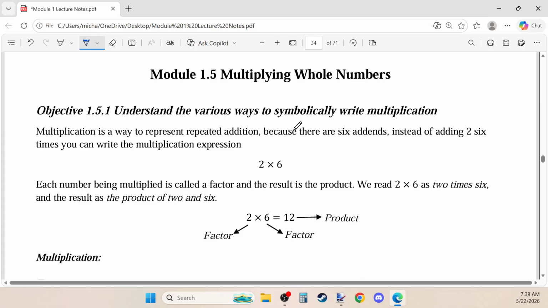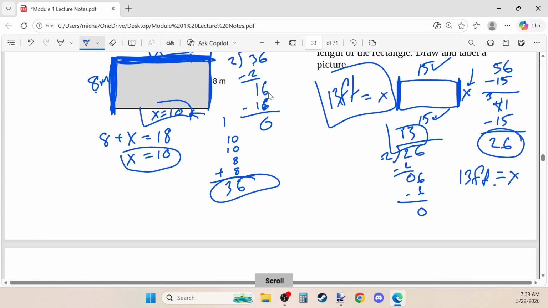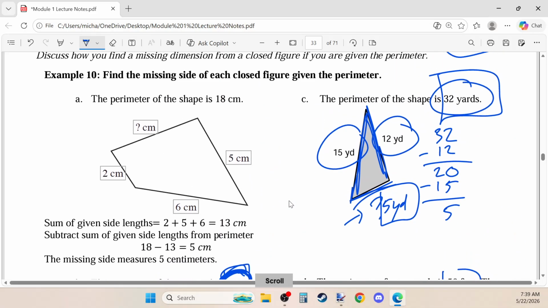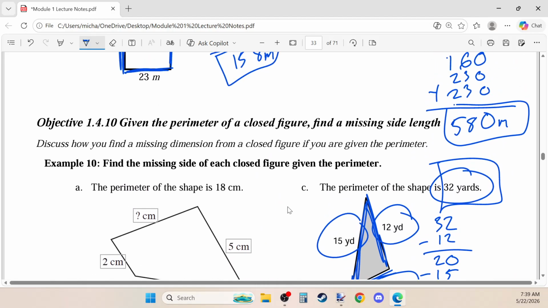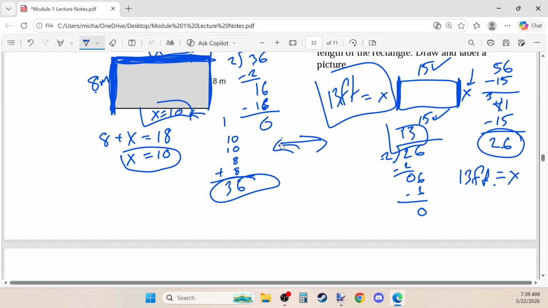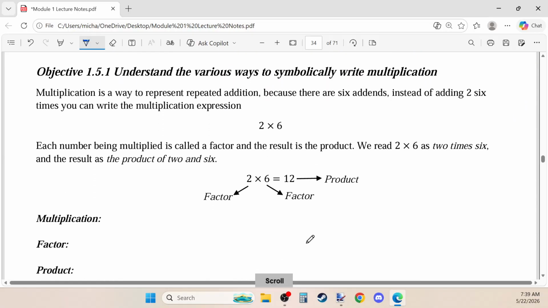Chugging along. Module 1.5, multiplying whole numbers. Really, we probably should have talked about multiplying and dividing before these two problems. Did it say to solve these? Yeah, it said to solve these. I don't know that there's an easy way to solve these without multiplication and division.